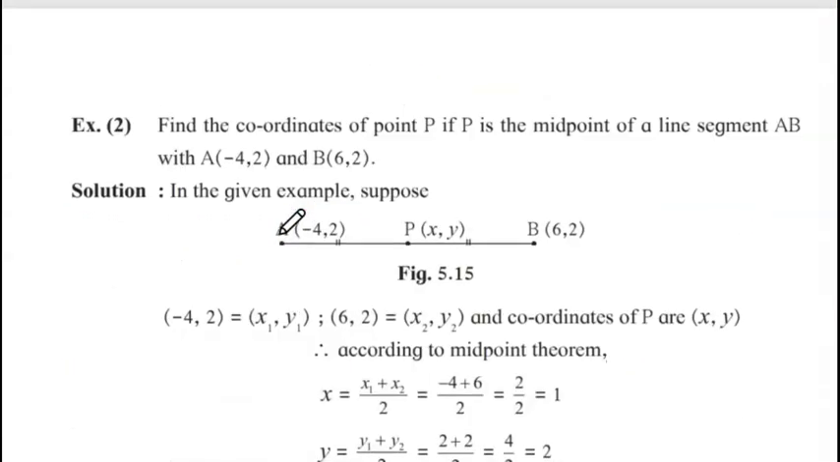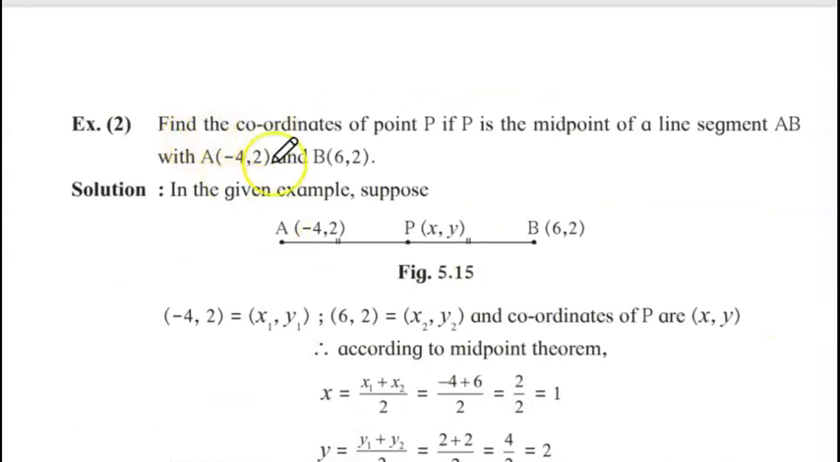Okay. Next, find the coordinates of point P if P is a midpoint of a line segment AB where the coordinate of A is -4 2 and B is 6 2. Okay. Now here we are going to apply the midpoint formula. Coordinate of the point A is -4 2, P is xy, B is 6 2.